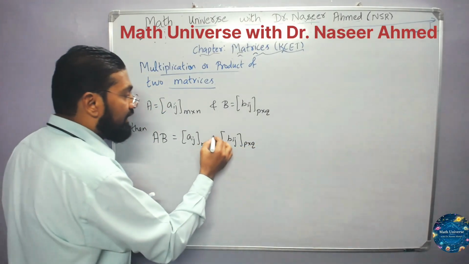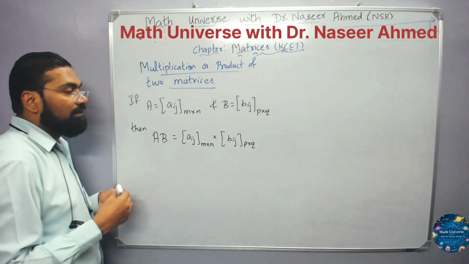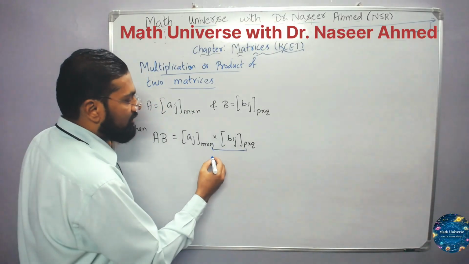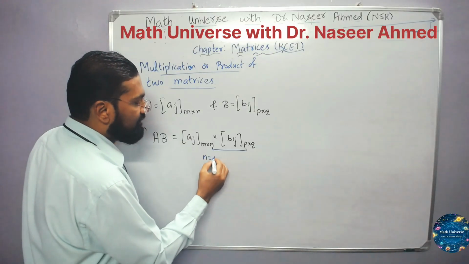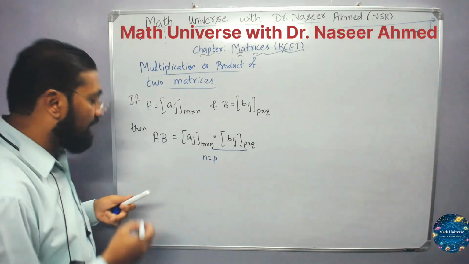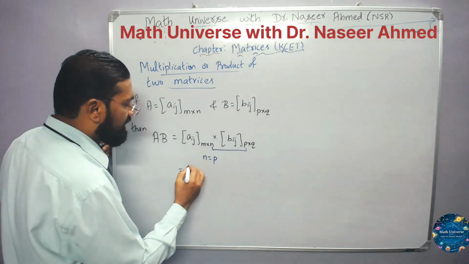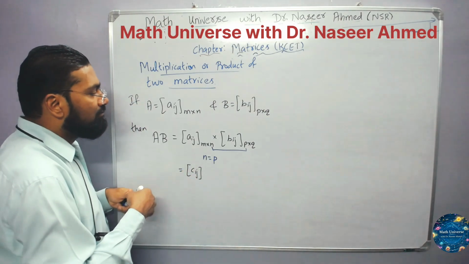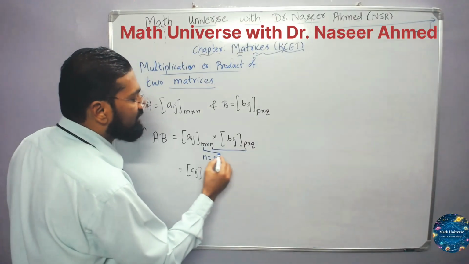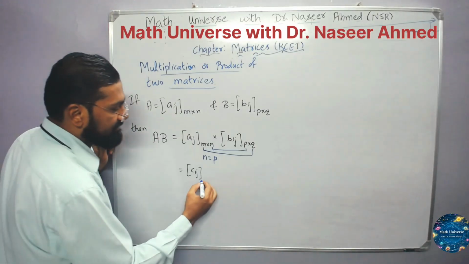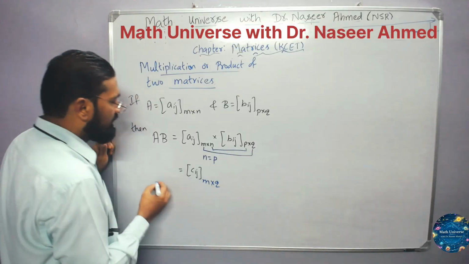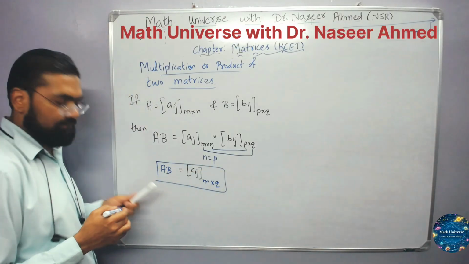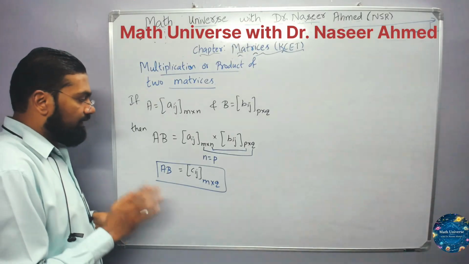Matrix multiplication exists provided the number of columns of the first matrix, that is n, is equal to the number of rows of the second matrix. So this multiplication exists if n is equal to p. After we multiply, we get one matrix, let's say Cij, and its order will be equal to the number of rows of the first matrix and the number of columns of the second matrix, that is m cross q. This will be the order. Now let us take one example.